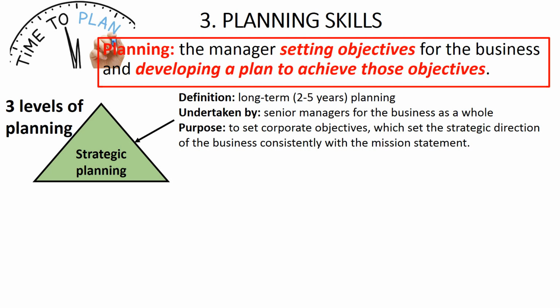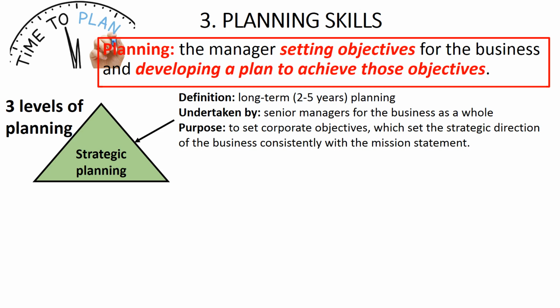These objectives set the strategic direction of the business in a way that is consistent with achieving the objectives that are set out in the mission statement, which in turn supports the objectives that are set out in the business's vision statement. Put another way, the purpose of the corporate objectives is to act as stepping stones to achieving the objectives in the mission statement, and the mission statement sets out the strategy for achieving the objectives which are set out in the vision statement. Strategic planning is undertaken by senior managers for the business as a whole.